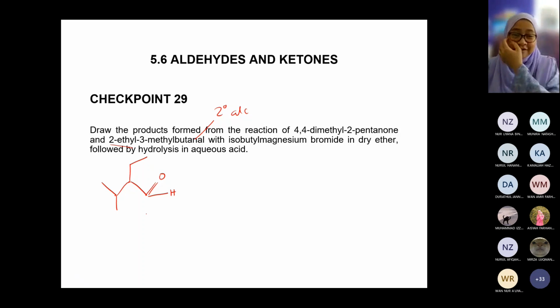Inilah. Okay. Alright. So react dengan apa tadi? Isobutyl magnesium bromide. So isobutyl is like this. 1, 2, 3. Isobutyl. This is butyl kan? Macam mana nak buat isobutyl lah? Macam mana nak cantik sikit?